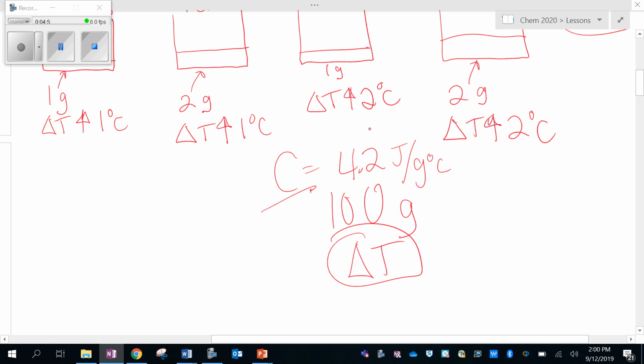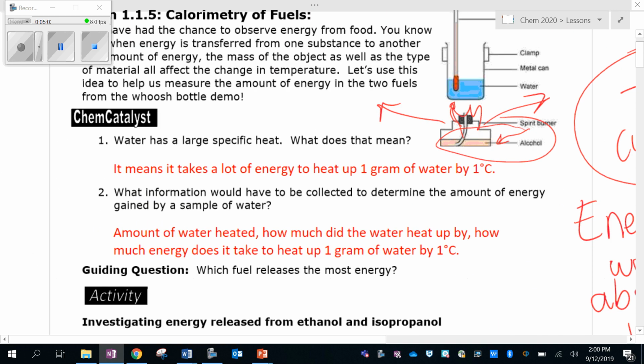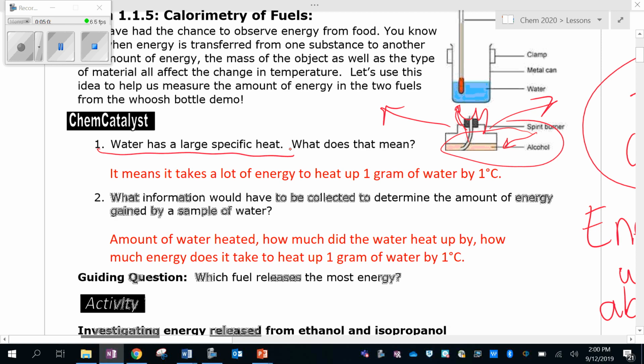Like oil has a much smaller specific heat because it's easier to heat up 1 gram of oil 1 degree Celsius. So going back to the chem catalyst, water has a large specific heat. What does it mean? It means it takes a lot of energy to heat up water.